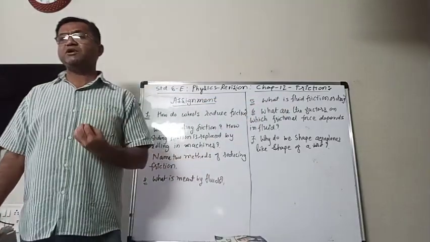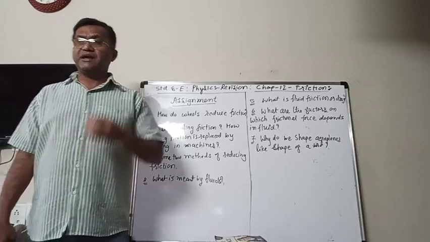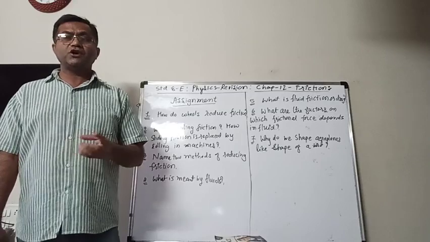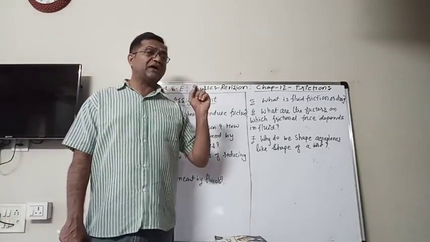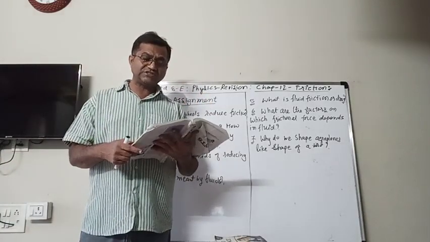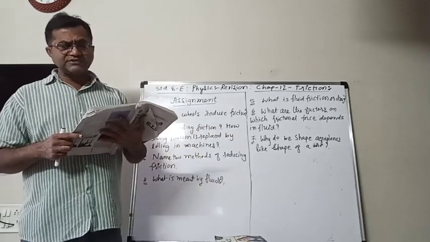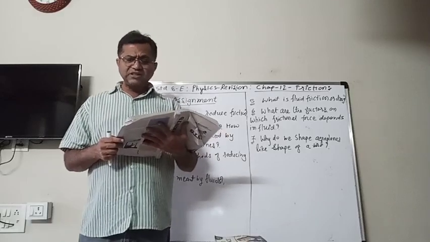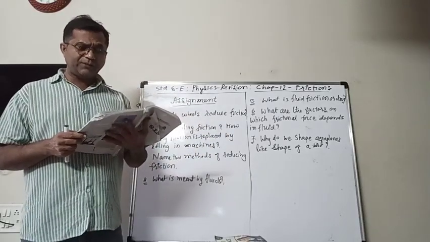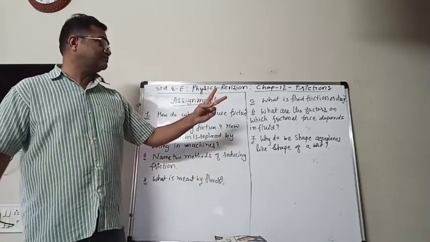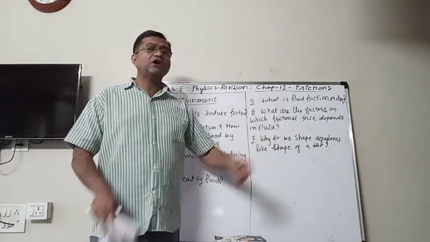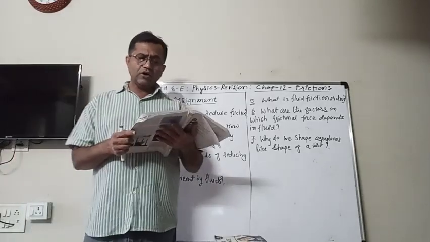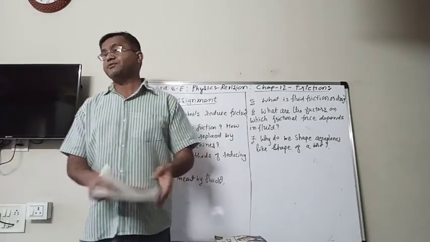The other name of fluid friction is drag. So the frictional force exerted by the fluids is known as fluid friction or drag. The frictional force on an object in a fluid depends on two things. First is the speed of the object, and second is the nature of the fluid.